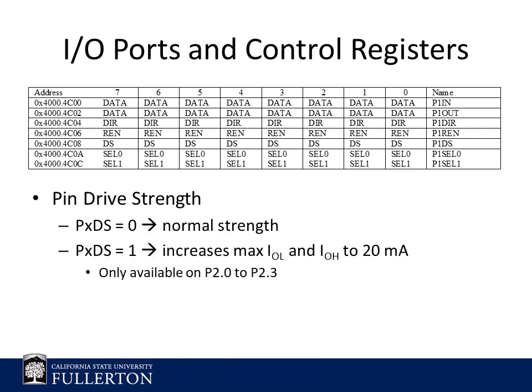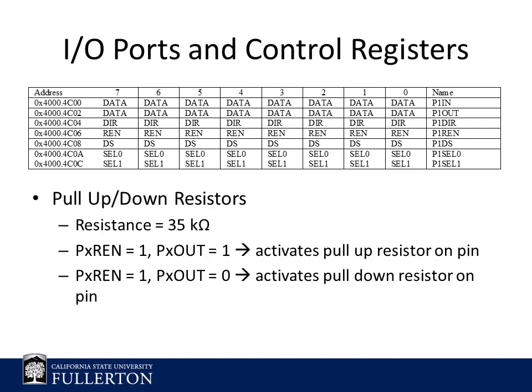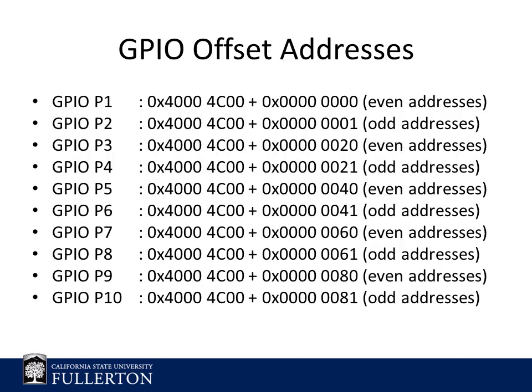For pins 0 to 3 on port 2 of the MSP432, you have the option of changing the drive strength to 20 milliamps. This can be achieved with the DS control register. The MSP432 has the option of attaching pins to internal pull-up and pull-down resistors. This can be achieved using the resistor enable and output control registers as shown. All the ports have the same control registers. Shown here are the offsets of the control registers for different ports.